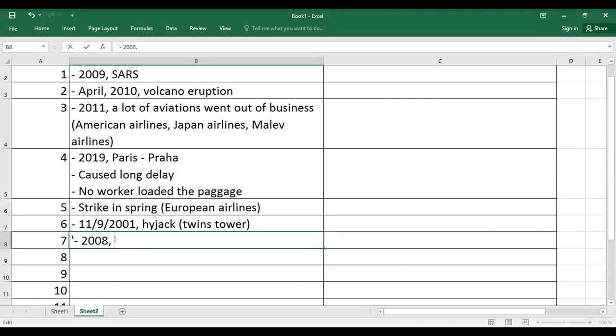Yeah, so we come up with the idea of the financial crisis. That's right. Yep. Global financial crisis. Okay. We've got seven examples here. That's good. Anyone hazard a guess at how much it cost the aviation industry each time?